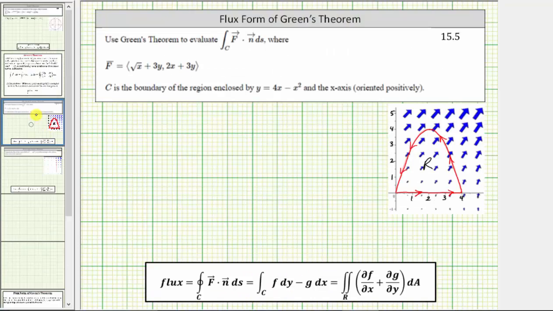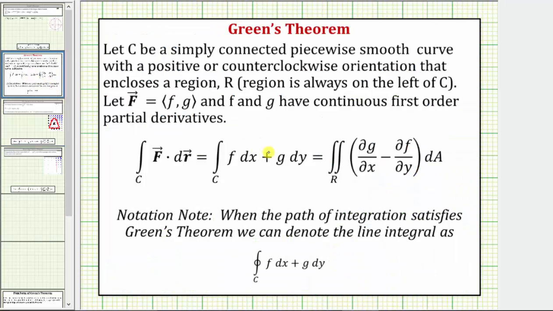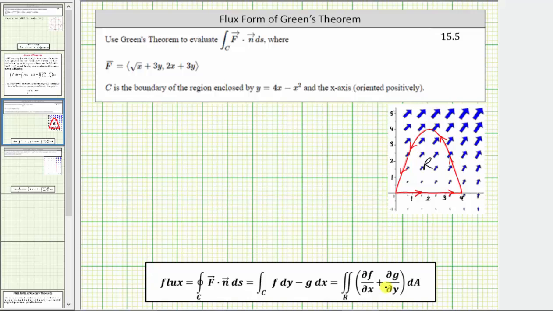So going back to our question, I do want to point out one thing before we set this up. If we take a look at the differential form of this line integral, notice how we have f dy minus g dx. If we take a look at Green's theorem just for a moment, notice how in differential form we have f dx plus g dy. This is the reason why the difference of these partial derivatives is different in Green's theorem than it is for the flux form of Green's theorem, as we see here.